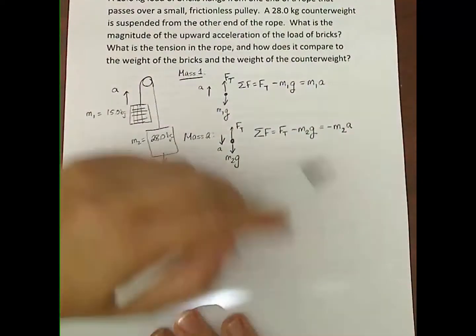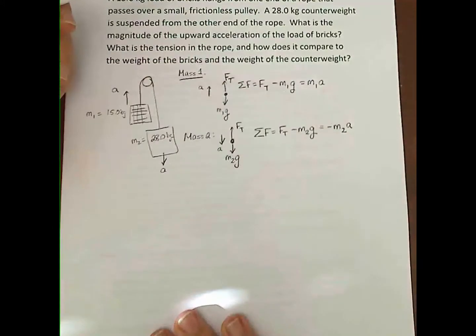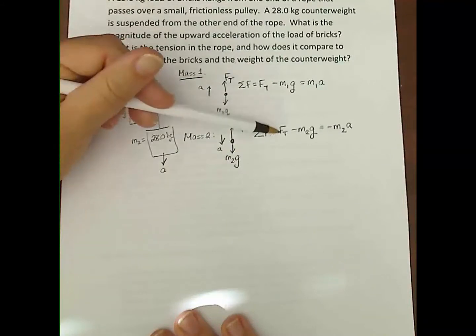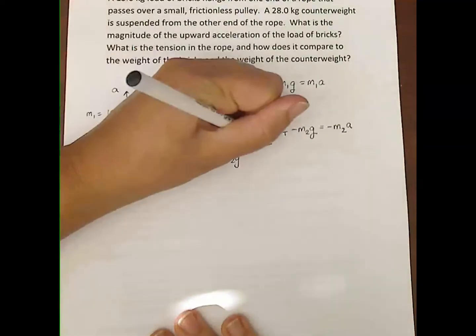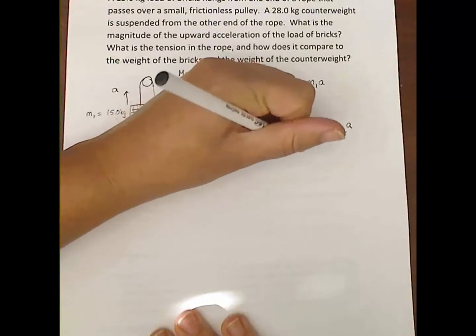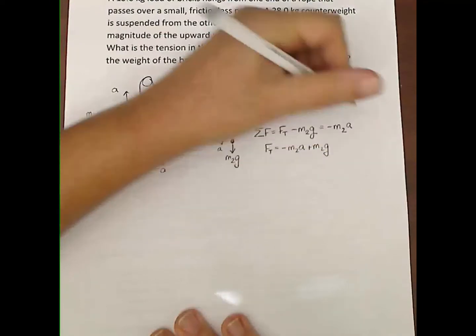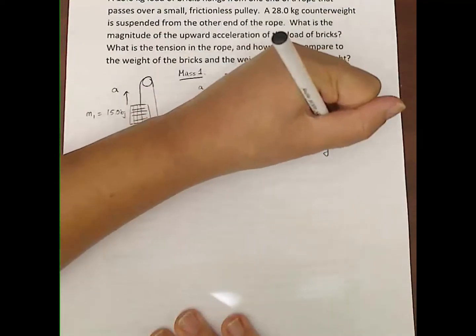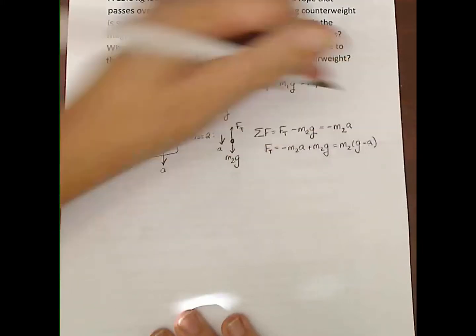Okay, so I've got two equations, and I've got two things that I don't know. I don't know my tension, I don't know my acceleration. So if I've got two equations and two unknowns, I can solve the problem. All right, so how am I going to do that? Well, first of all, let me just find my tension in terms of M2 and A. So if I rearrange this equation here, I get force of the tension is equal to minus M2A, and then I'm going to add M2G on the other side, plus M2G. So that's equal to M2 times G minus A, just factoring out the M2.